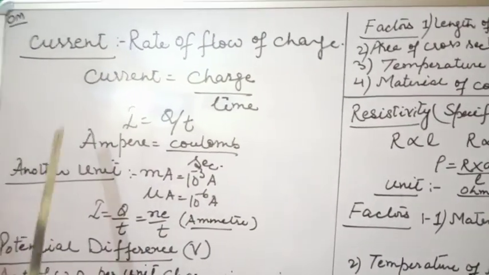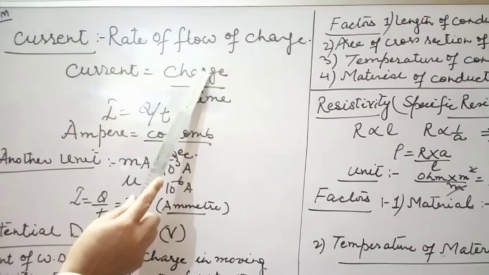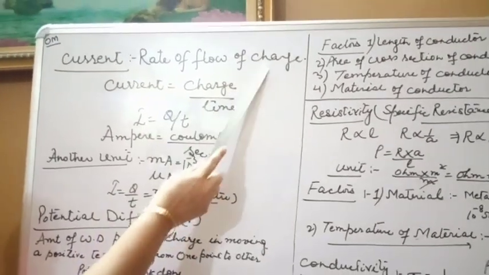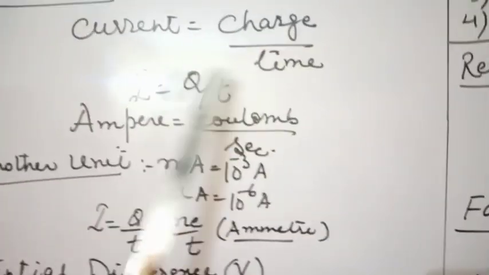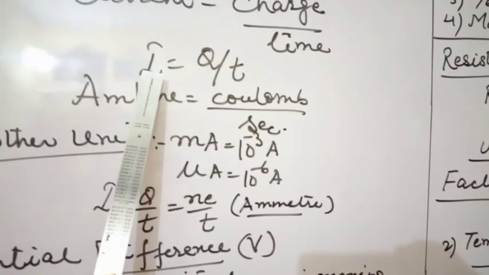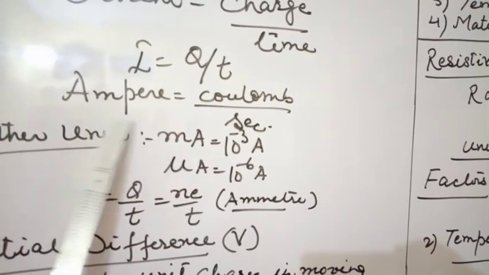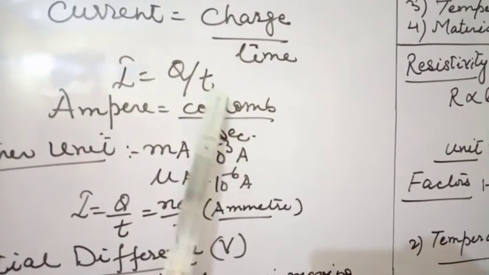So in this way, what is the formula for current? Current is equal to charge upon time, rate of flow of charge. So symbol of current is I, charge symbol Q, time symbol T. So what is the unit of the current? That is, you know, 1 ampere, charge unit coulomb, time unit second.